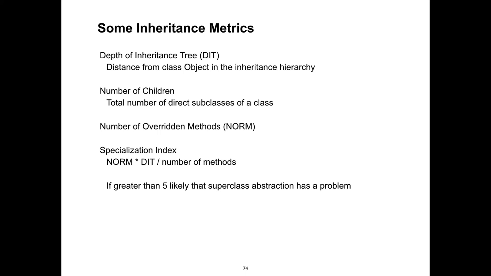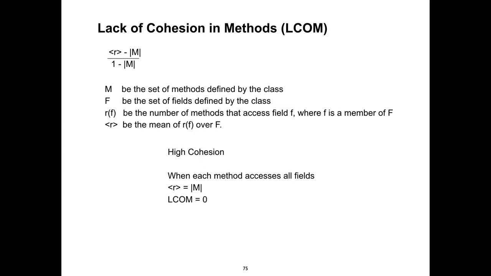And then people go nuts, right? Look at inheritance, number of children. And then we start getting some complicated metrics. So we have how many methods are defined by the class, how many fields or properties are defined by the class. Then R of F is the number of methods that access field F, right? And then we compute the mean value of that.